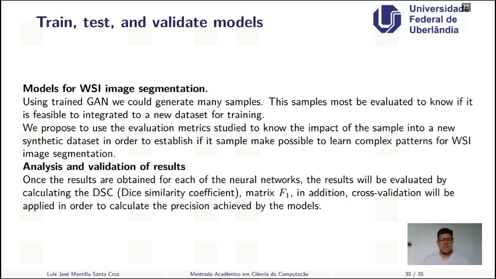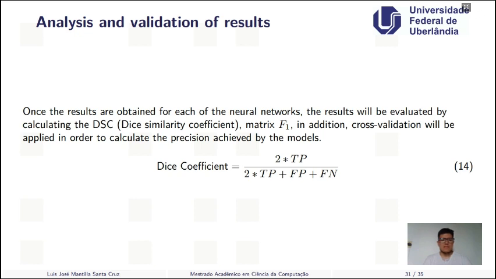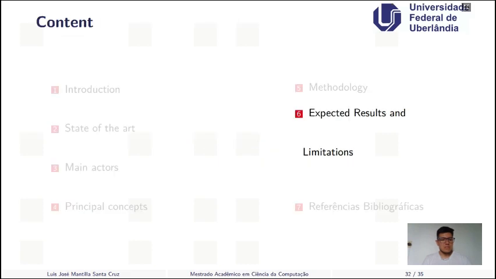Well, for the analysis and validation of the results, we are planning to use the dissimilarity coefficient and the F1 metric, and additionally we are planning to use cross validation to calculate the precision achieved by the models. Here we have the dice coefficient. Basically, we have to calculate this coefficient to evaluate the results.